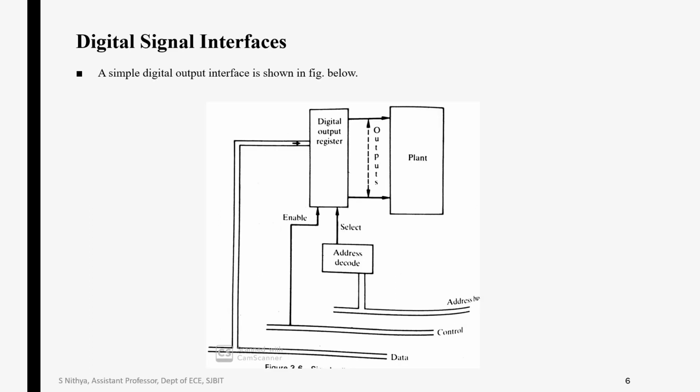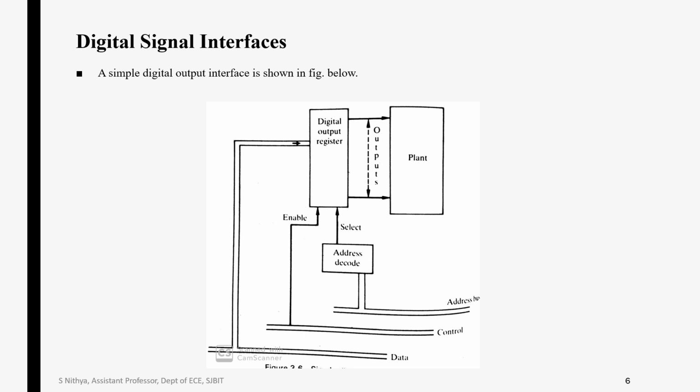So this is nothing but the digital signal output interface, and all the operations of the output interface we are going to talk about here. If you see here, whatever the output register data is, after processing all the information, the information needs to be sent to the plant. So through the digital signal interfacing we are going to connect it here. In the same diagram, the output registers are there, and the output register will send the data to the plant.